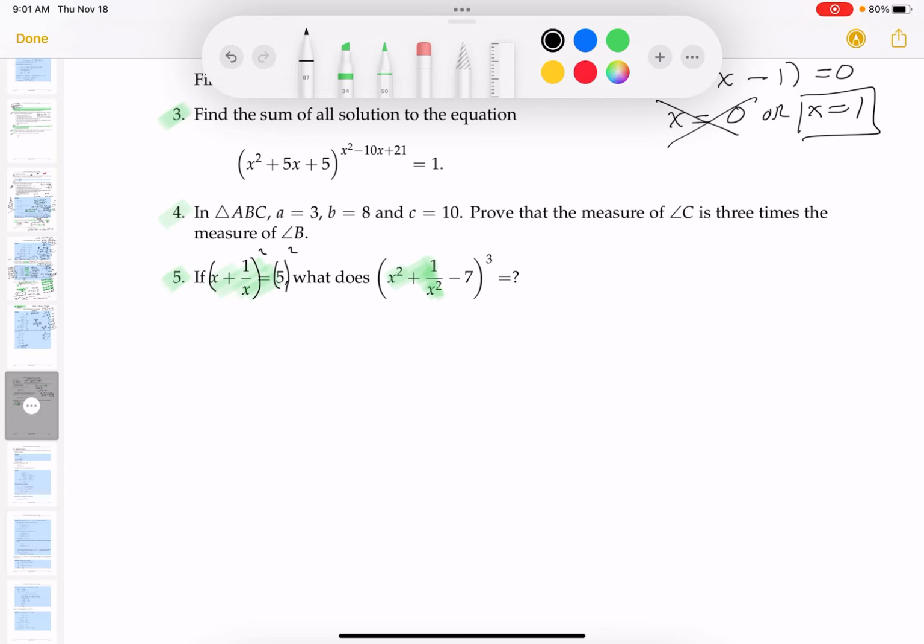Now, by the way, this could be wishful thinking. Maybe that's not going to help. Then I have to try something else. But if you square the left side, let me write this down for you. And you square the right. Well, the right's easy. It's 25. The left side, when you square it, looks like this over here.